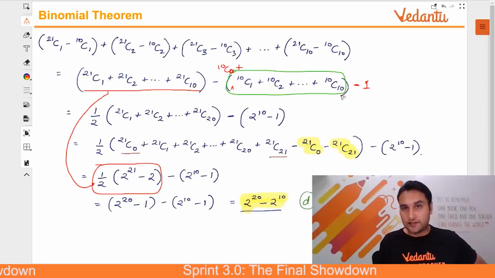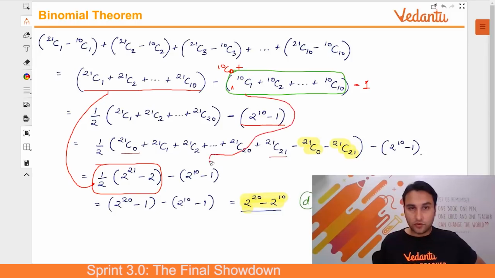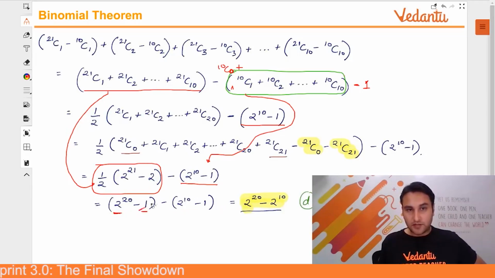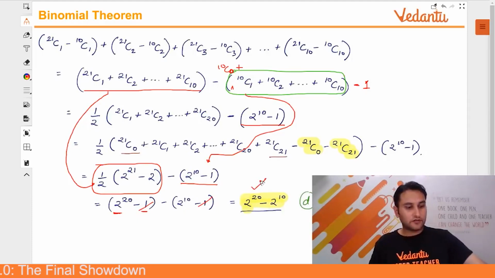10C0 से लेके 10C10. 2 raised power n. But there is a minus 1 also. So 2 raised power 10 minus 1. So this entire thing converts into 2 raised power 10 minus 1. Okay. Half है. So 2 raised power 21 by 2 is 2 raised power 20. 2 by 2 is 1. Minus this. 1 से 1 cancels. This is your answer.